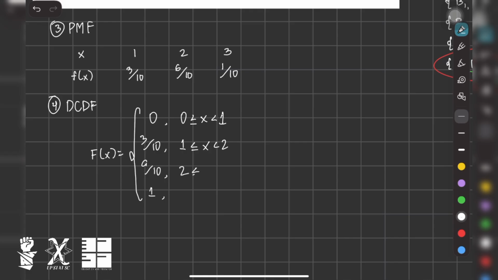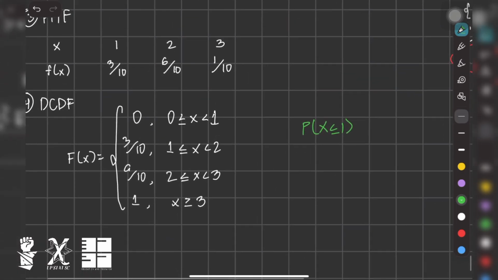I will explain shortly. So right here, you can see that this is our cumulative distribution function. So why is it like that? First, the cumulative distribution function checks the probability that your random variable is less than or equal to the mass point. For example, let's give an example: the probability that your random variable is less than or equal to 1.